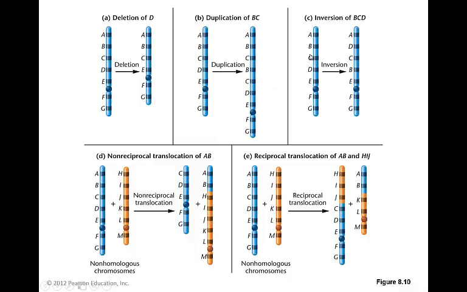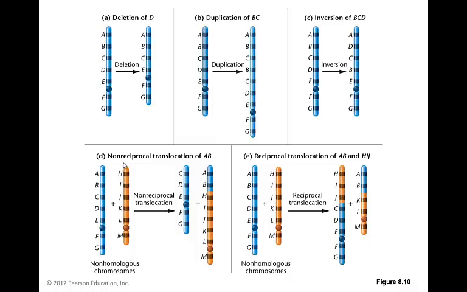In an inversion, again, it's broken and then replaced, but in the backwards direction. So instead of A, B, C, D, E, F, G, you would have A, D, C, B, because that's backwards, E, F, G. In terms of translocations, it can be either non-reciprocal or reciprocal.